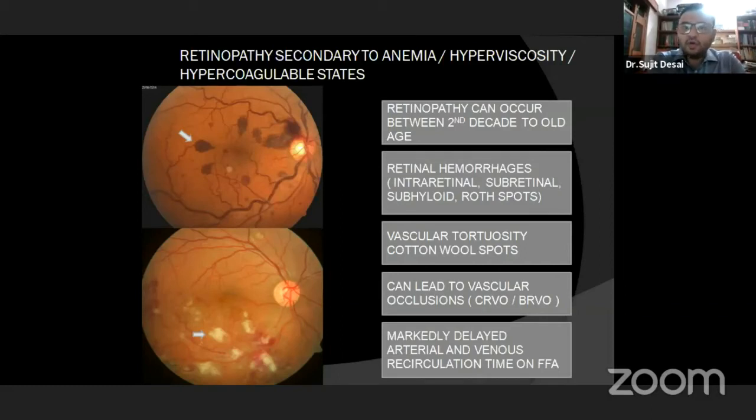Certain hypercoagulable conditions can also lead to vein occlusions. The picture underneath, the bottom picture, shows a branch retinal vein occlusion. Hyperviscosity or hypercoagulable states like protein S or protein C deficiency cause branch retinal vein occlusion that tends to be more ischemic compared to a branch retinal vein occlusion that occurs in either a plain diabetic or a hypertensive patient. So that is why you can see more cotton wool spots in the bottom picture.